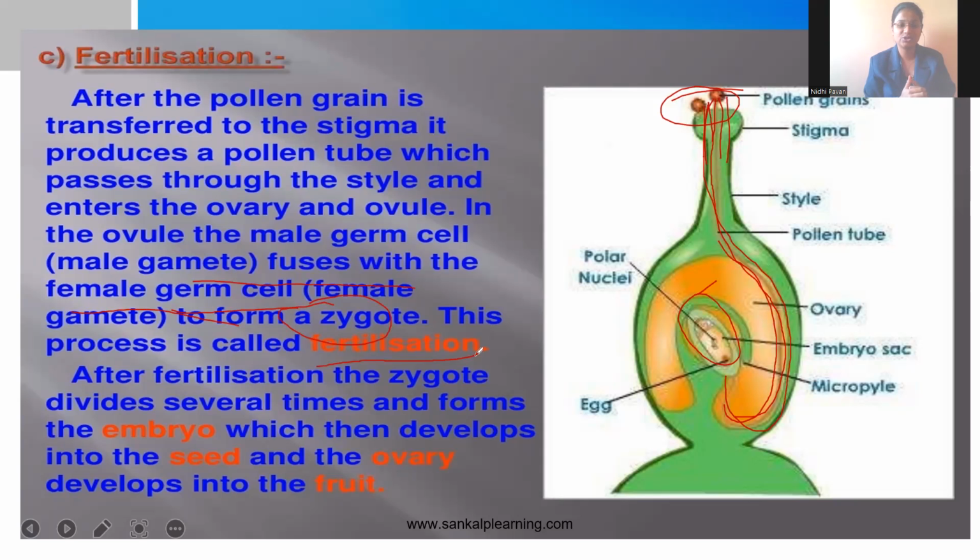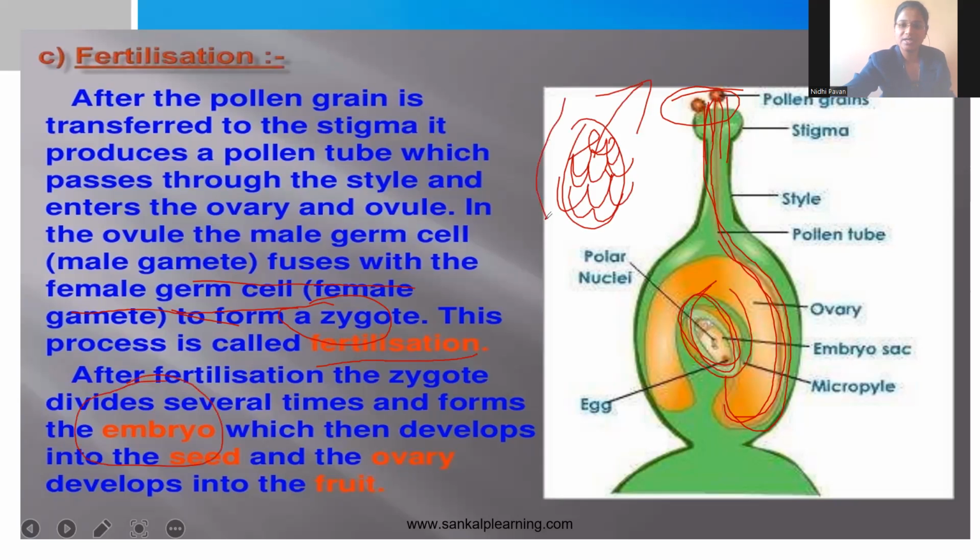Then after fertilization, what happens? Whatever zygote is formed here divides several times, and it looks like a ball of mass of cells, which is called the embryo. This embryo then develops into the seed. Okay, and the ovary part develops into the fruit. The ovule part or the embryo develops into the seed. So this is how fertilization occurs in the case of plants.